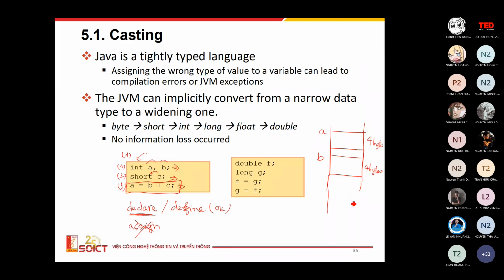And for the second line, you declare a variable C. For example, this is A, this is B, and this is C. And C is the short type. That means it just has 2 bytes. So if you get the value of B and C, and you add them together, and then you assign it to A, is this okay?